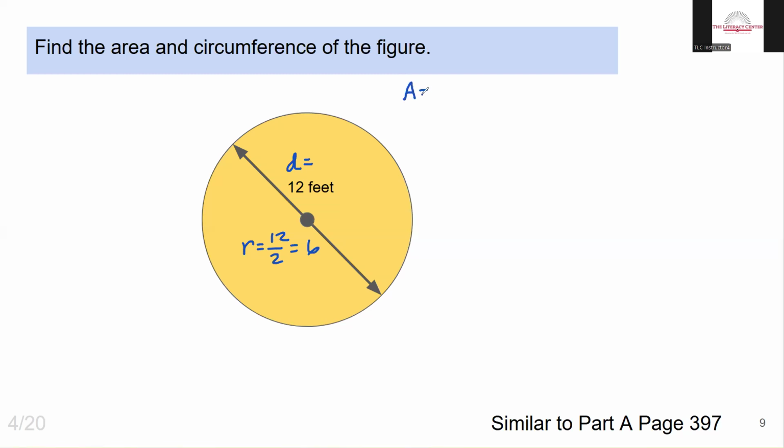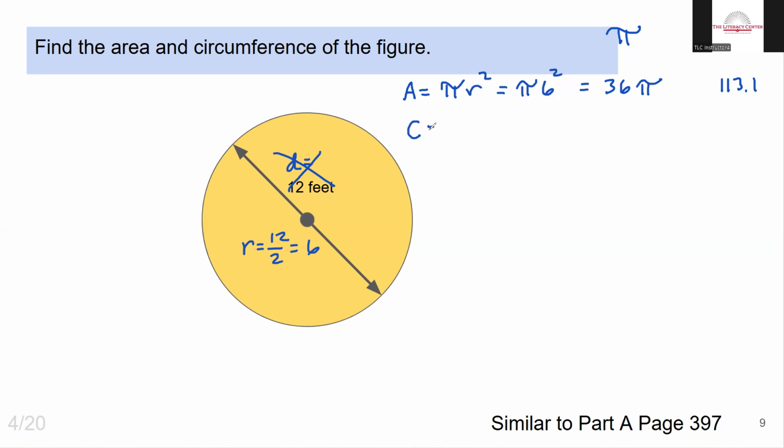So once again, the area is pi times r squared, but we're good to go because we found r. We want to ignore the diameter. That's going to be pi times 6 squared. So that is 36 pi in terms of pi. And as a decimal, we hit the toggle button and we get 113.1. And that would be in units of square feet.